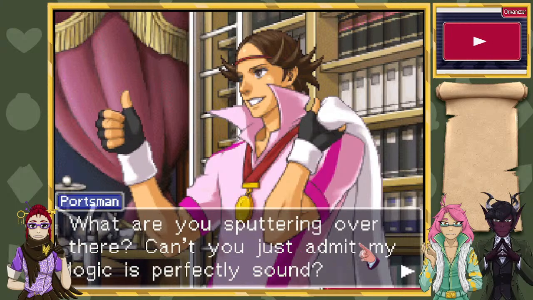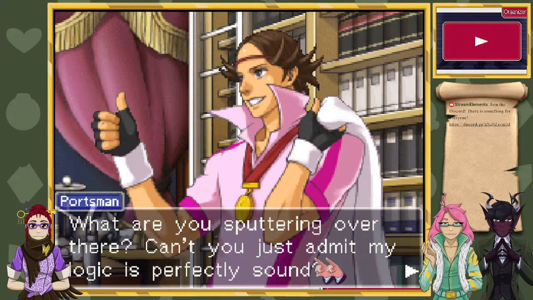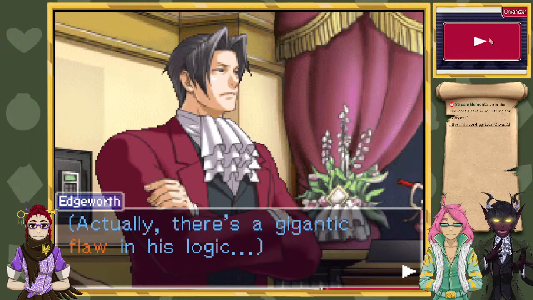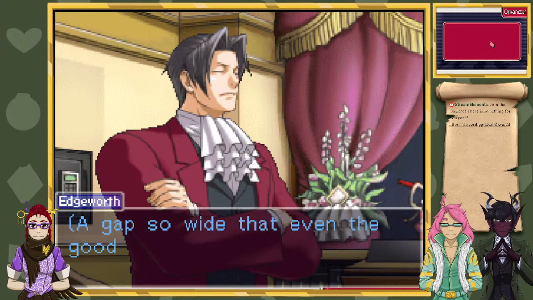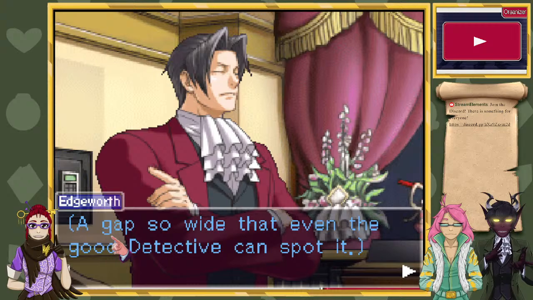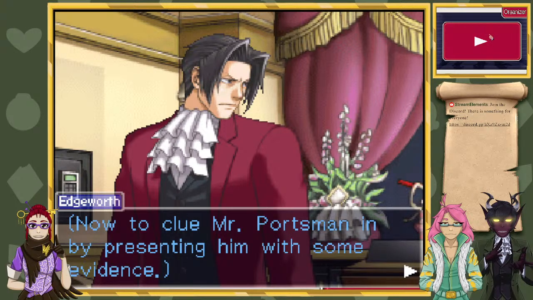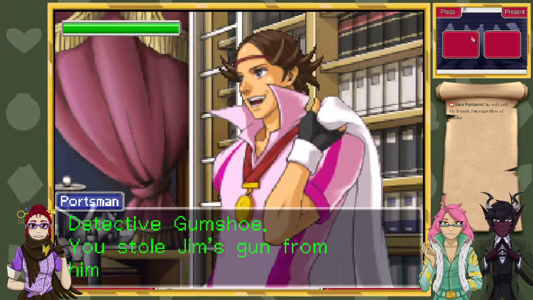Yeah. What are you sputtering over there about, bro? Can't you just admit my logic is perfectly sound? Yeah. Actually, there's a gigantic flaw in his logic. Reveal thy flaw. A gap so wide, so gaping, even the good detective can spot it. As he walks back and forth, that gap be whistling. Now, to clue Mr. Portsman in by presenting him with some evidence. Dylan's gone too far down the rabbit hole he has created. I was okay with everything up until whistling.